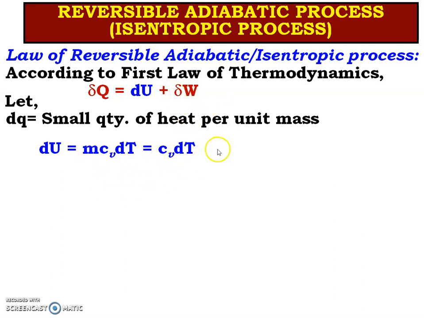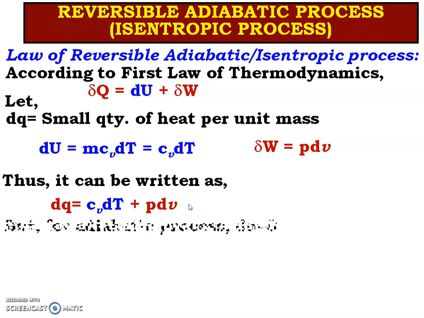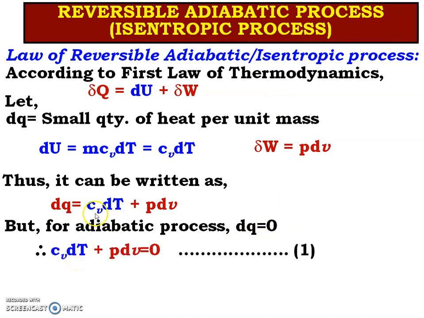Now what is the equation of delta W? Delta W is PdV. Now put these two values in above equation. So it will be delta Q is equal to Cv delta T plus PdV. Clear? Now we know that for adiabatic process delta Q is 0. So my equation will become 0 is equal to Cv dT plus PdV. That is Cv dT plus PdV is equal to 0.